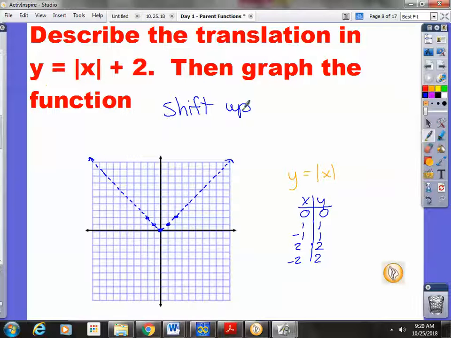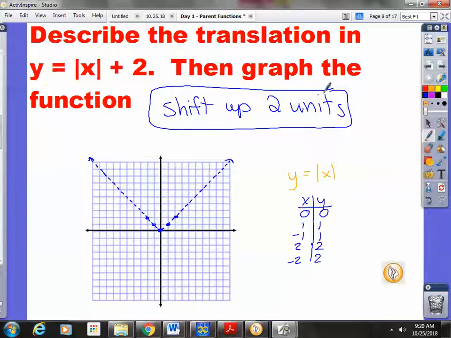How many units? 2 units. Okay, I need words. I want it in words, and then I want you to actually draw it on your paper. Now to draw it, you know what we're going to do? We're going to take every point on this V and we're literally just going to move them up 2 spaces. Okay? So take all the points that you have plotted.